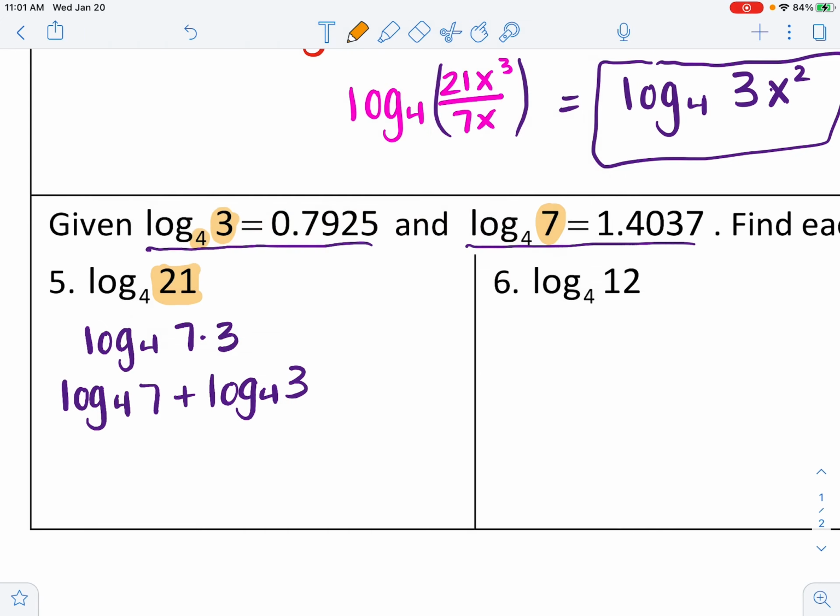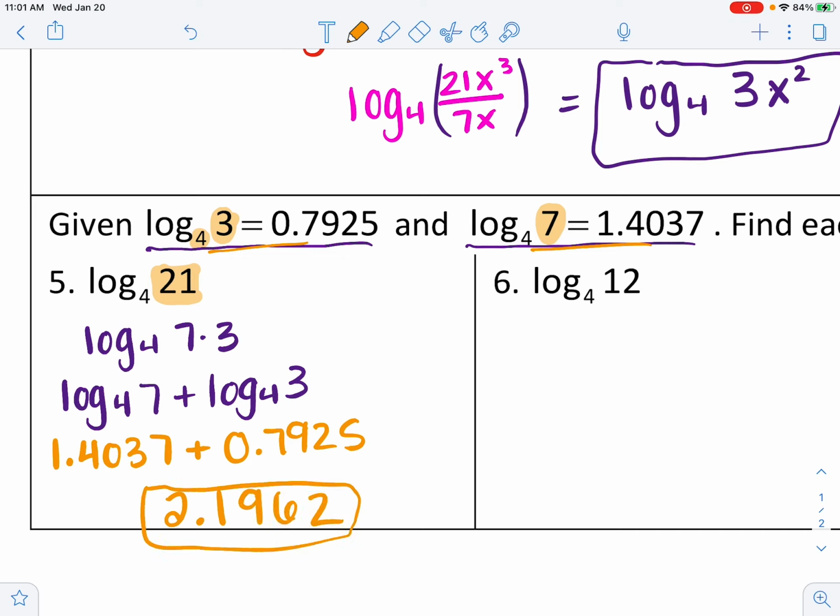Why do we do this? Because we know what each of those is equivalent to. So we can plug in the information we're given. Log base 4 of 7 is equal to 1.4037. And log base 4 of 3 is equal to 0.7925. And then we just add these two numbers together, and we get that the log base 4 of 21 is really just 2.1962. So we're just reducing down using the information we're given.